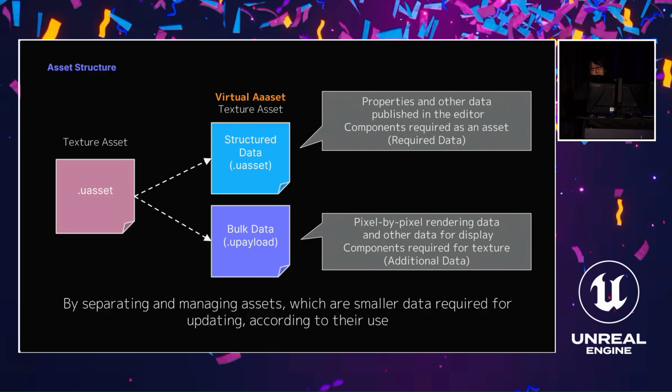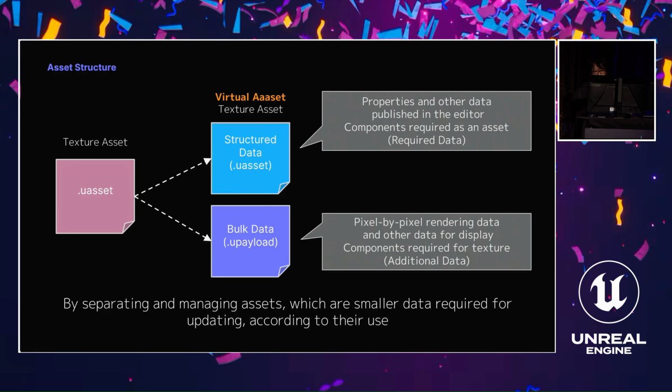A quick explanation of virtual asset is that it separates an asset in this way. This shows an example using a texture asset. The texture asset on the left, which we usually use before virtualization, is divided into two separate assets when converted to a virtual asset. As shown on the right, the structural data contains the properties and other data published to the editor and includes the necessary elements for an asset. Conversely, bulk data contains information required for display, such as per pixel drawing data.